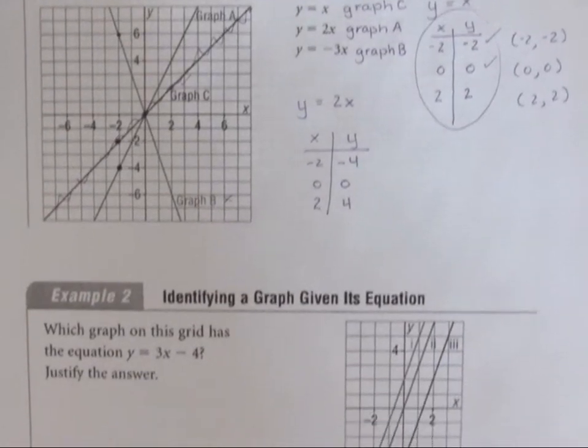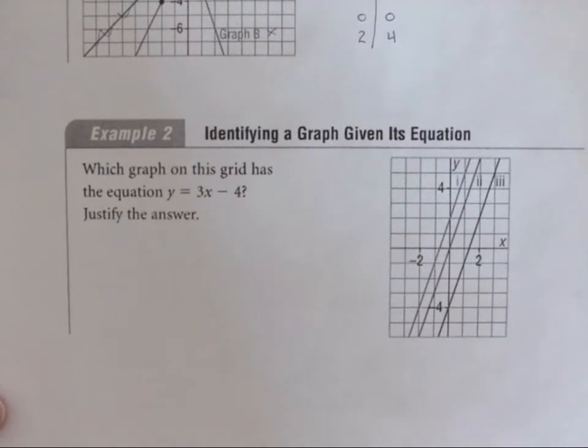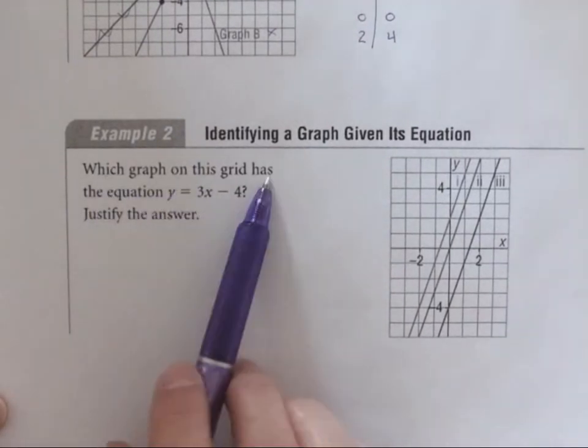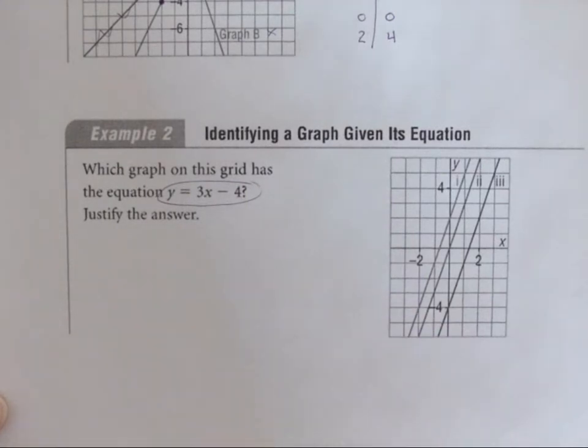All right. So now, example number 2. Which graph on the grid has the equation of this? Now, you can always go back and do a table of values, but I'm going to tell you a quick way. I know that it's graph 3. And you're like, yeah, Scallion, you've been doing this forever. You should know it's graph 3.